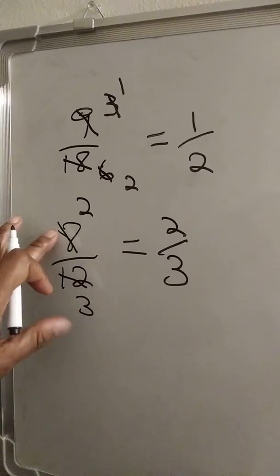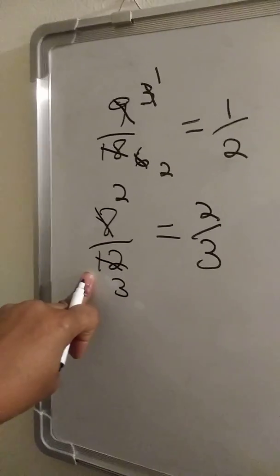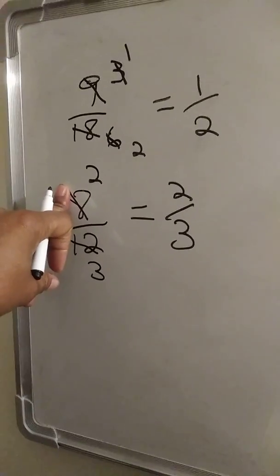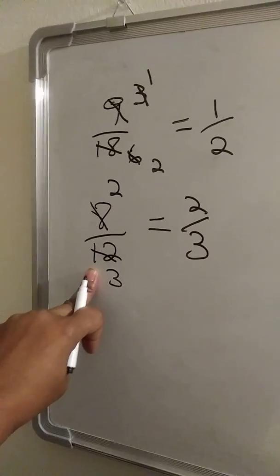So the same number that you use to divide the numerator is the same number that you use to divide the denominator. You find a number that can go into 8 without leaving a remainder, and the same number must be able to divide into 12.